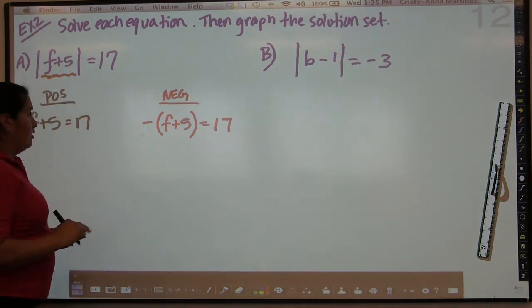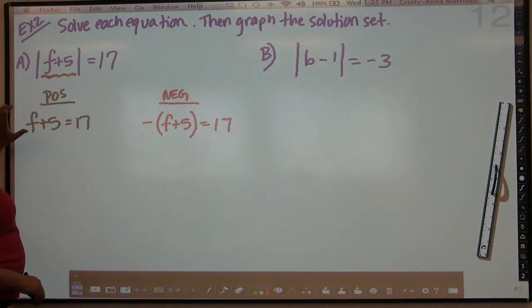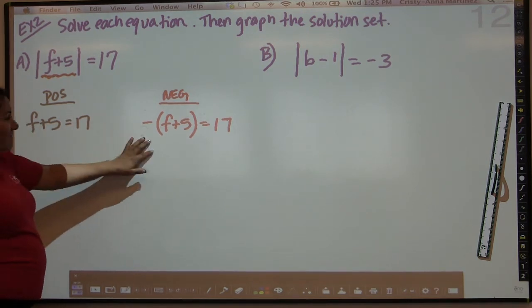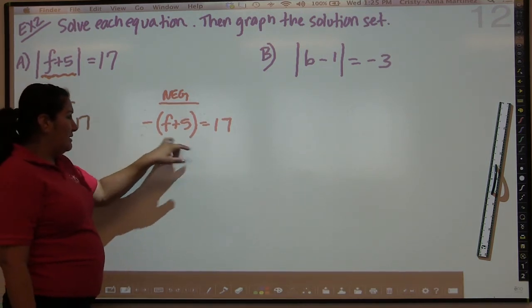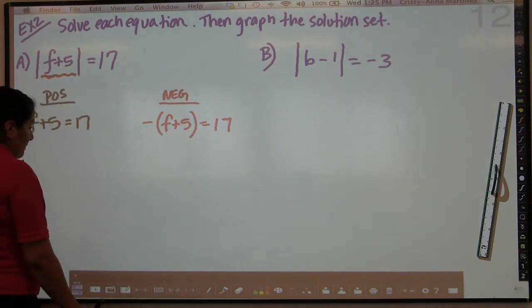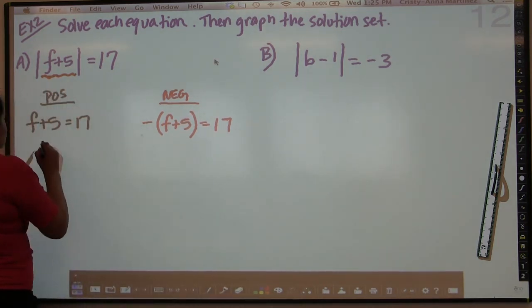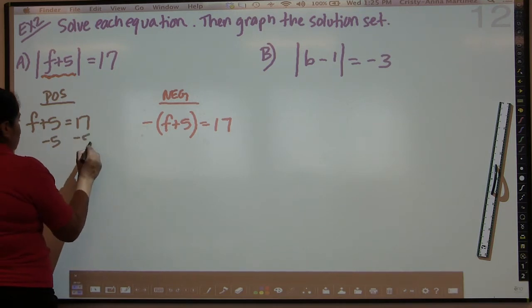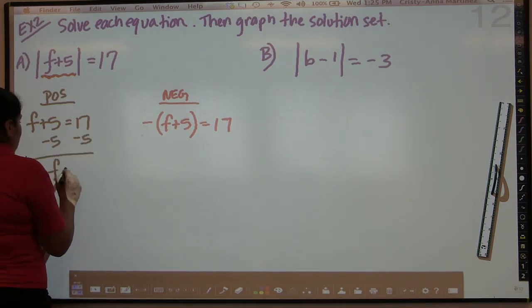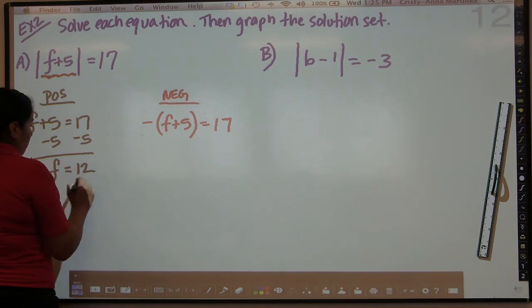So in the positive case, you just take the bars away. In the negative case, you replace the bars with parentheses and put a negative out in front. Okay? And then you solve like it was a regular equation. You just solve 2 separate equations. So minus 5, and f equals 17 minus 5, which is 12.